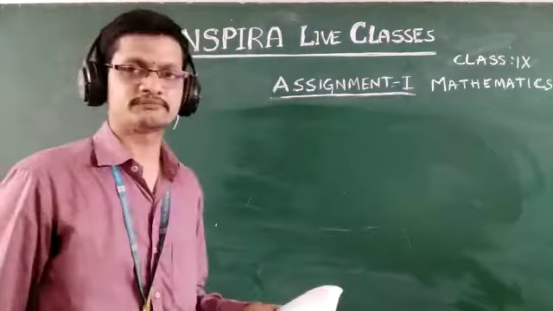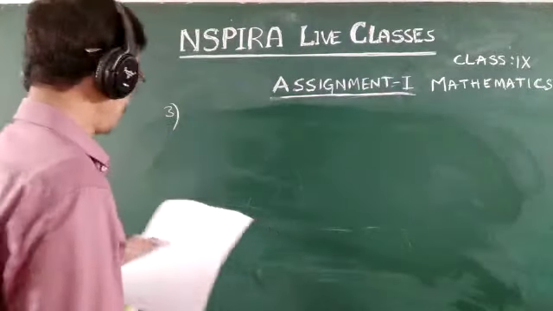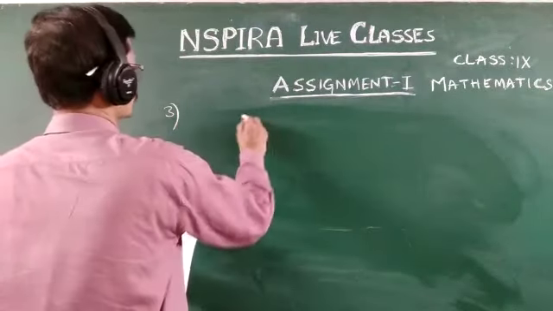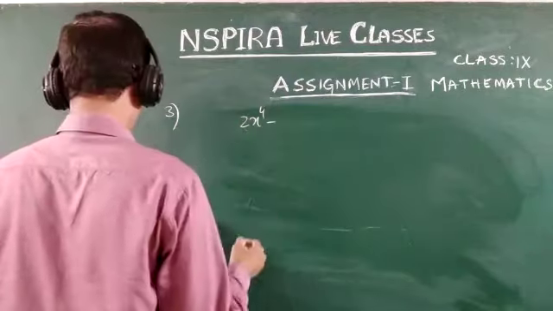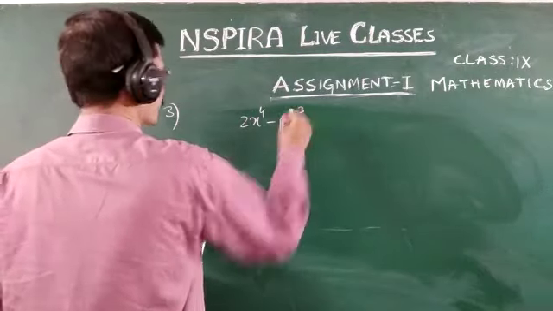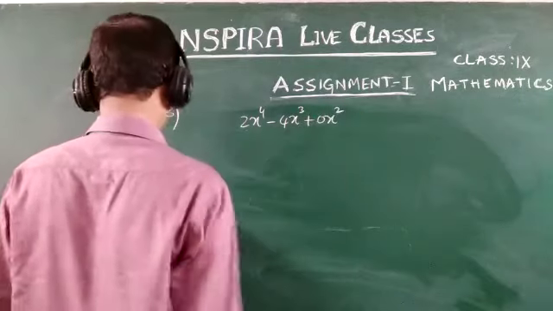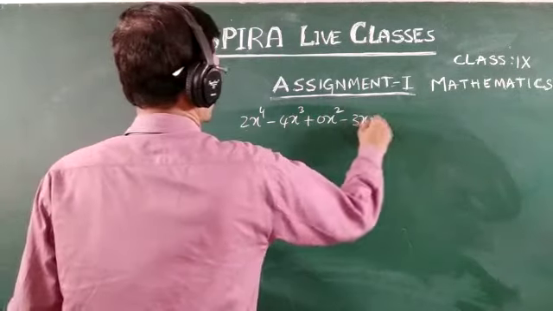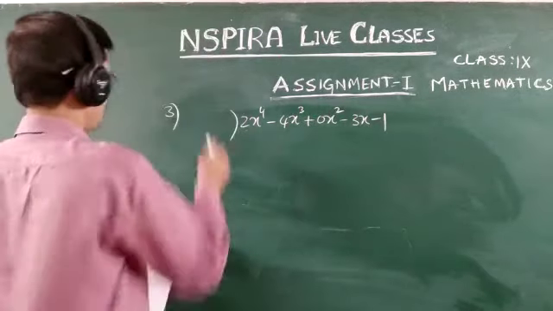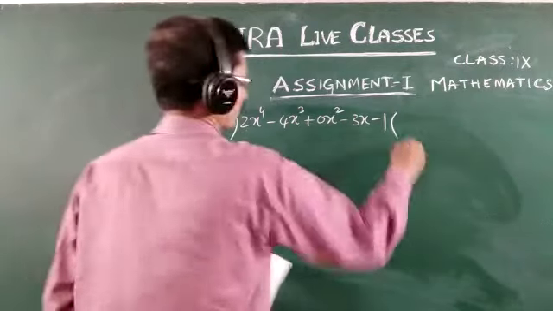And if any term is missed, keep 0. So, this is 2x power 4 minus 4x cube. Actually, here x square term is not there. So 0x square minus 3x minus 1 divided by x minus 1.